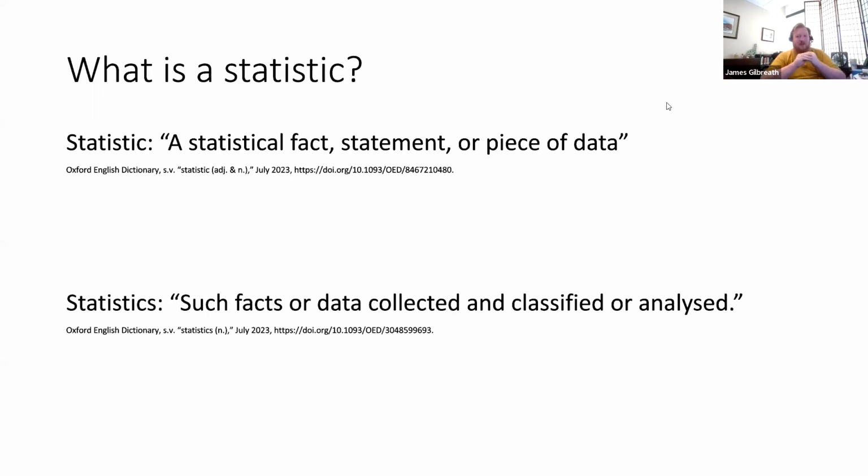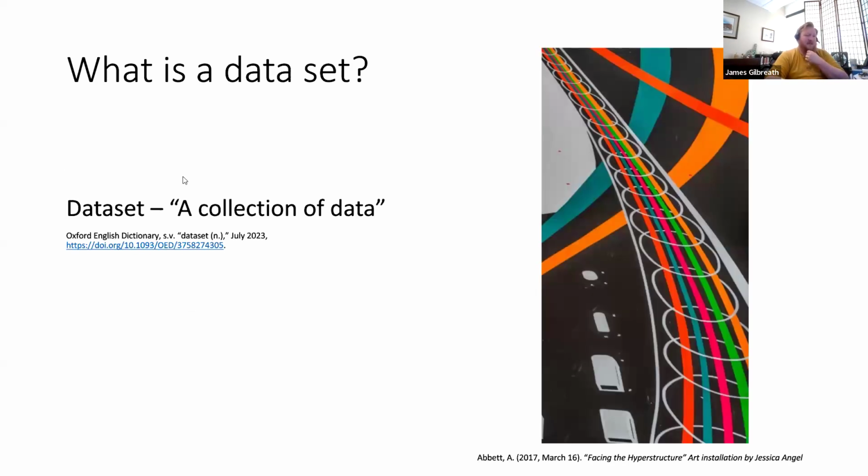What is a statistic? So I always like going back to the original, to the Oxford English Dictionary. A statistic is a statistical fact, statement, or piece of data, or a datum, I suppose. And statistics are such facts or data collected and classified or analyzed. So statistics are a group of individual data points, and we can compare that to a data set, which is a collection of data.